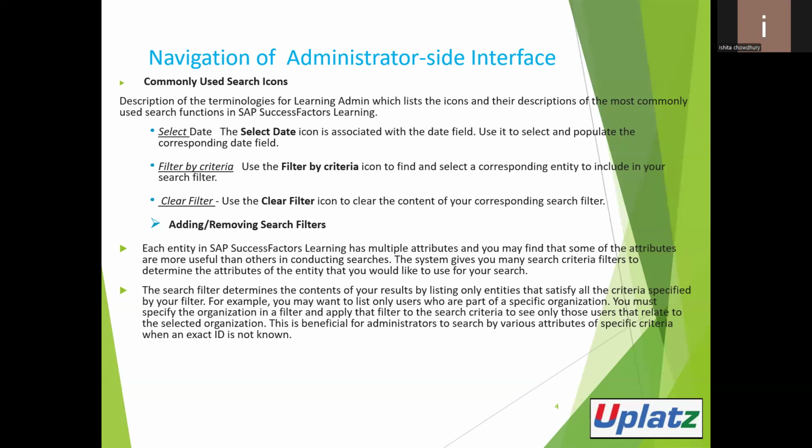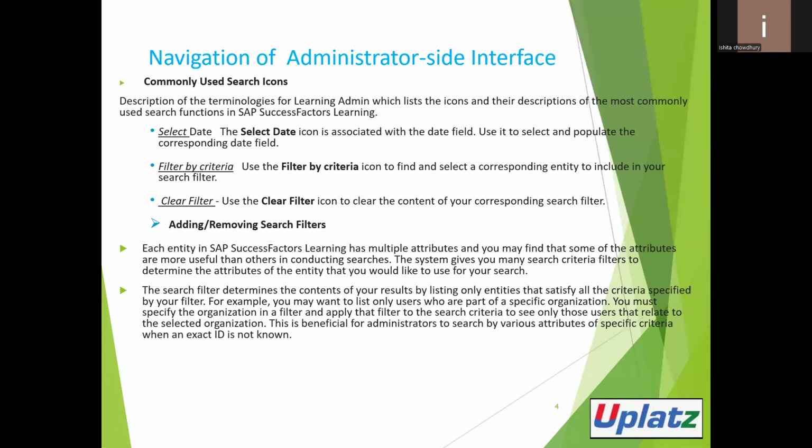So I talked about it. You may not know the item ID, you may not know the item title. How will you do it? When it says you may want to list only users who are part of the organization, which filter criteria will you use for searching? You will use the domain criteria. That's a criteria which gives you more enhanced search results, right?